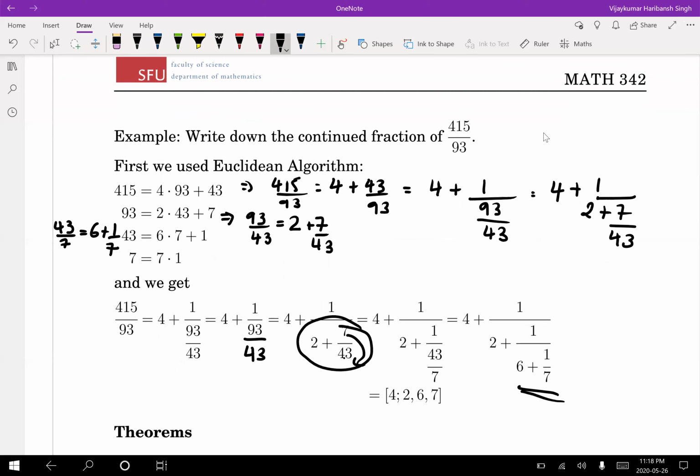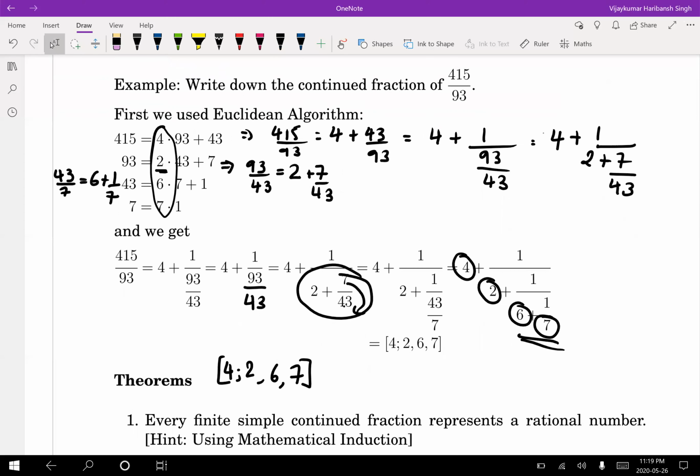So my expression for the continued fraction is going to be 4 semicolon 2, 6, 7. Now note that this also has a connection with the coefficients here. You see, you're writing 4 comma, then the next one is 2 comma 6 comma 7. So from the Euclidean algorithm you can read off the continued fraction. So this is how you compute a continued fraction for a rational number, right?